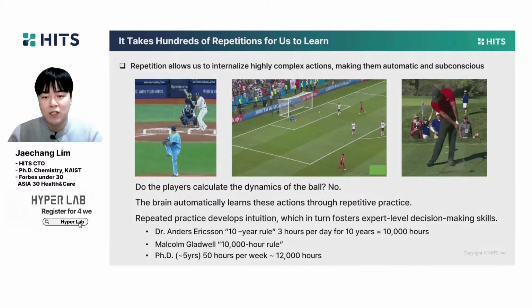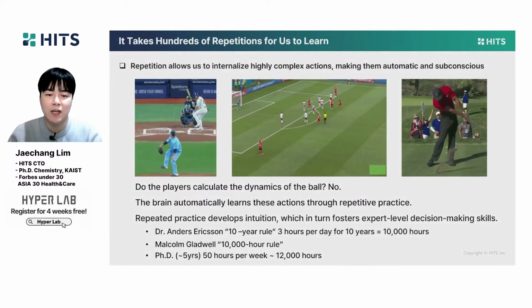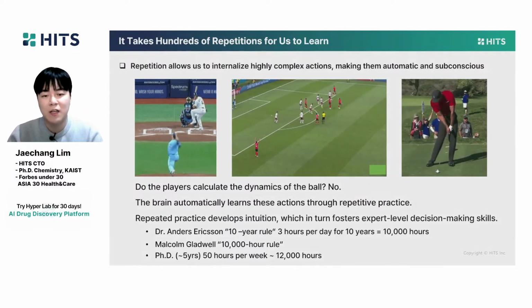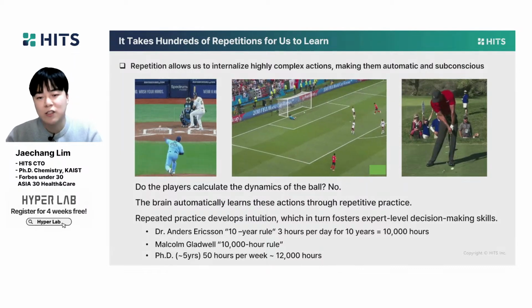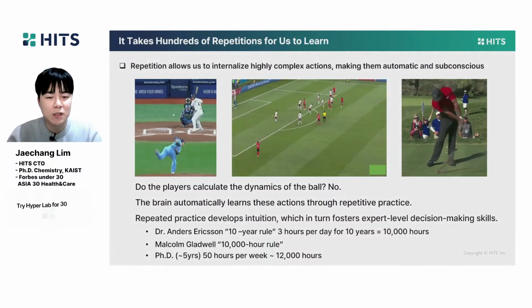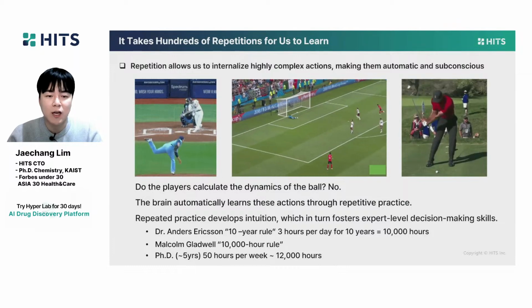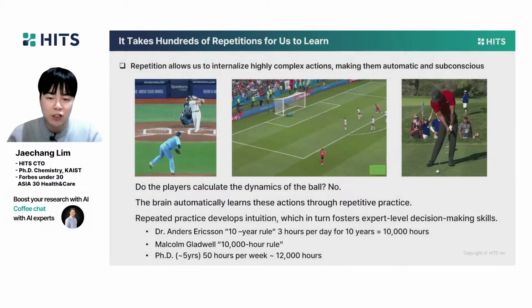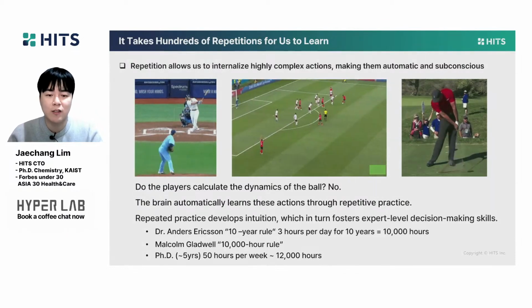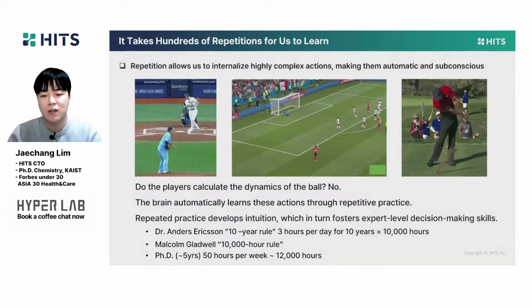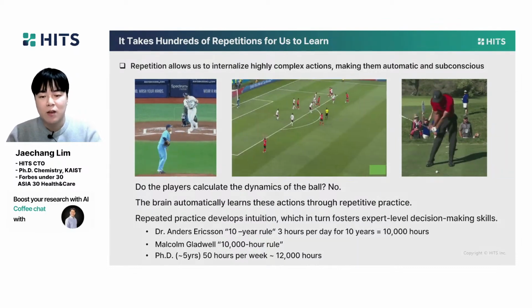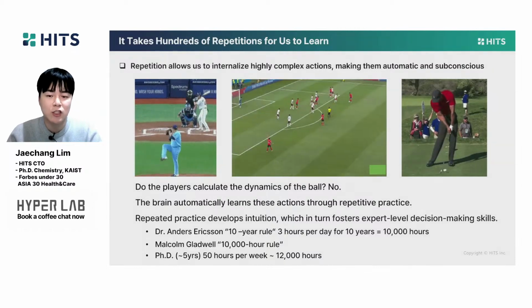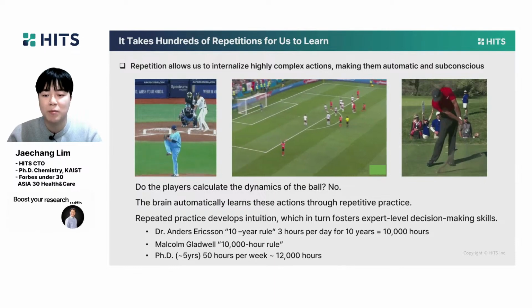But when these professional athletes perform these actions, they do not calculate the exact angle, speed, and spin needed to hit the target accurately. They just think, I should throw like this at this moment, and the rest of the action happens automatically. So this shows that through repetition, these highly concentrated actions become ingrained in the brain. So repeated training develops intuition, and through expert intuition, one can make excellent judgments in various situations immediately.